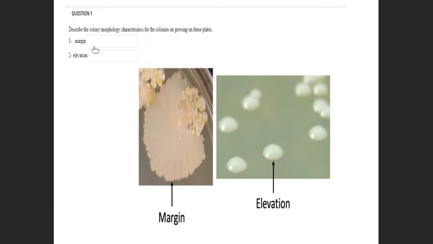Here you can see these little boxes, and in these boxes you would type in serrate or irregular. The second one is talking about elevation. Look at the elevation, and you can see that that particular one is coming up off the media. So you can say that it is convex. It's not umbonate, so if you wrote that down, it would be incorrect.